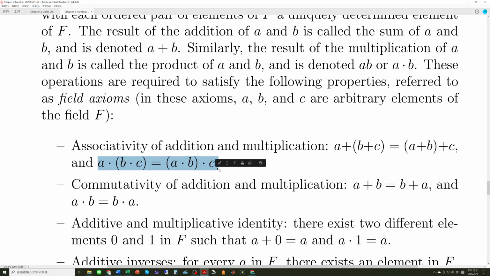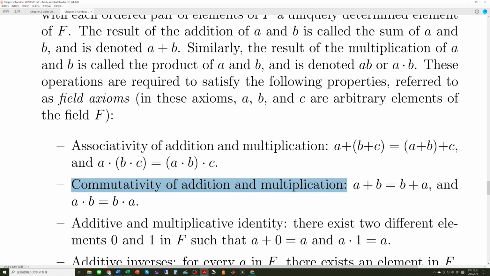Okay, are equal to each other. Okay, the second field axiom is commutativity of addition and multiplication. Okay, it says that A plus B is equal to B plus A and A dot B is equal to B dot A.